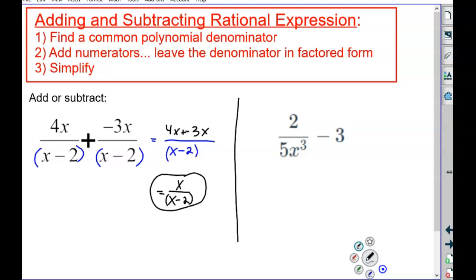All right, this one I would write down. Students sometimes get a little confused because we're supposed to be subtracting fractions. I don't have a fraction minus a fraction. I have a fraction minus a whole number. Well, let's turn that into a fraction. And then our goal is to get the denominators exactly the same. So in this case, I have a 5x to the third, and this is missing a 5x to the third. To get that to become a 5x to the third, we have to multiply the top and the bottom by 5x to the third.